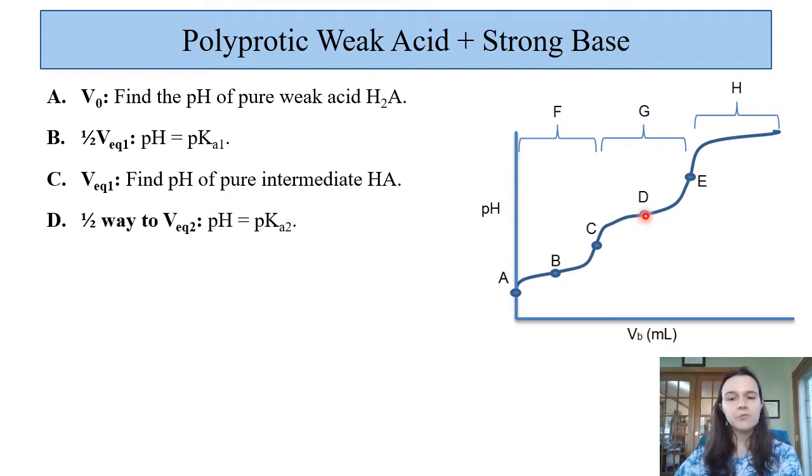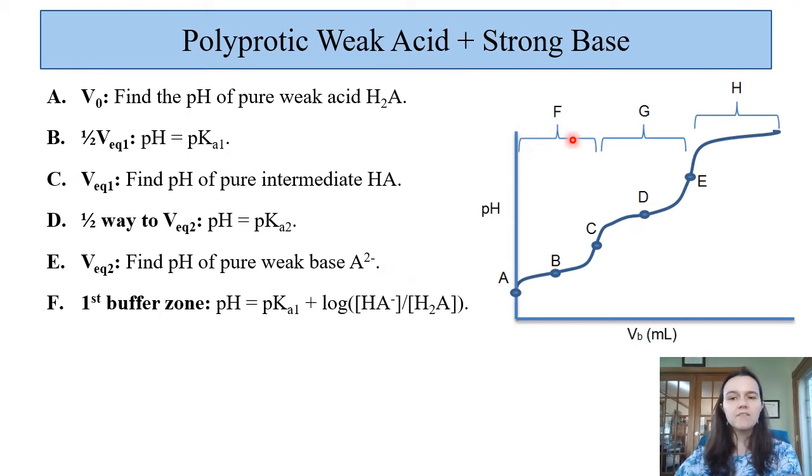Halfway to the next equivalence point is our second buffer location. So there's a region of buffer, but there is this halfway location where pH equals pKa2. And our second steepest point, E, is the second equivalence point, where we've now fully converted HA- to A2-, and we'll find the pH using the formulas for a pure weak base, understanding, of course, that it's been diluted.